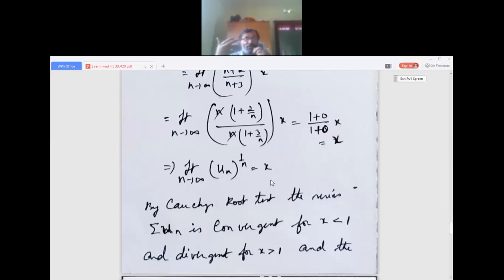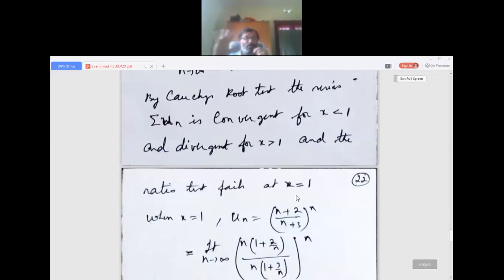So now we use the properties of Cauchy's root test. What it says, the Cauchy's root test says the series sigma un is convergent if x, so this value what you got, is less than 1. It's divergent for x greater than 1, and the test fails for x equals 1. So we got the given series is convergent for x less than 1, divergent for x greater than 1, and the test fails for x equals 1.